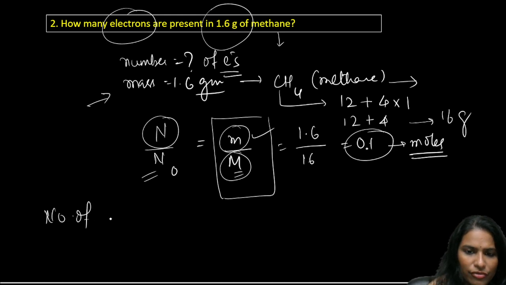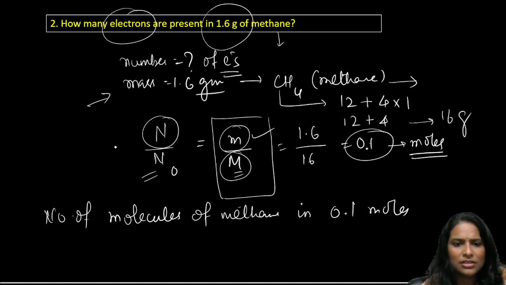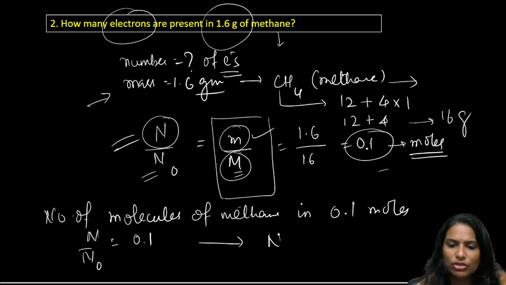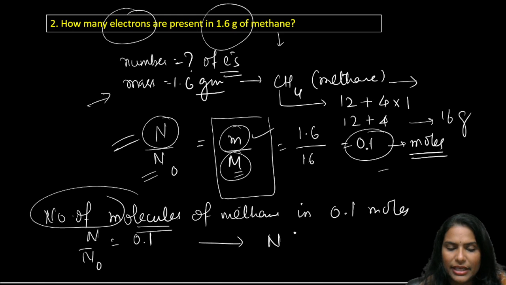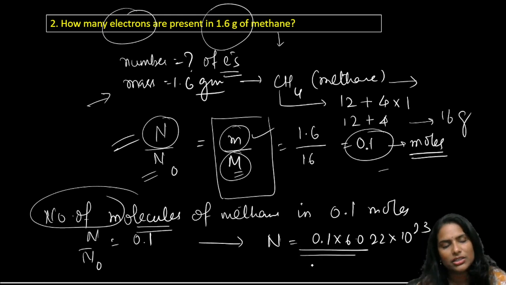Number of molecules of methane in 0.1 mole. So what can you do? I am writing here with this formula, capital N upon N0 equals this value you have calculated, which has come to be 0.1, right? So to find the number of molecules of methane, capital N equals 0.1 into Avogadro's number. This is just simple. Just try to understand it in simple steps, and it will be very easy for you to do.